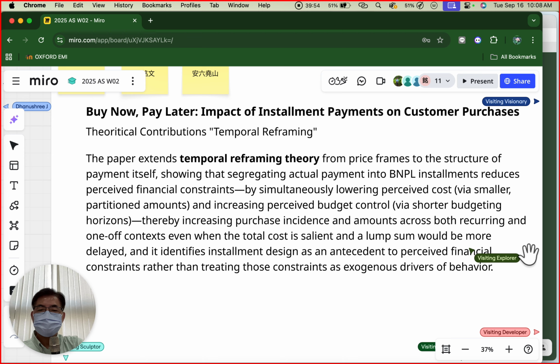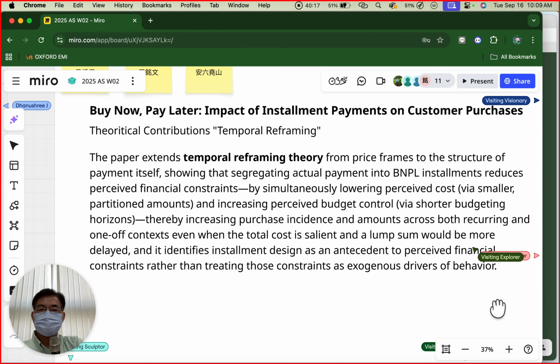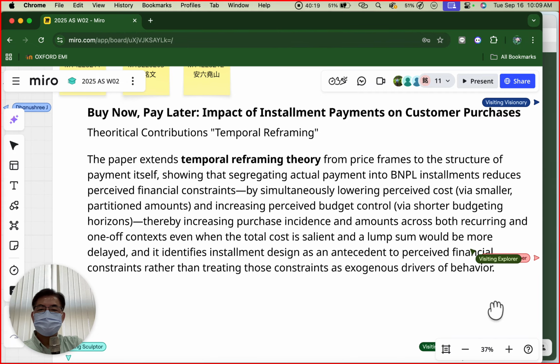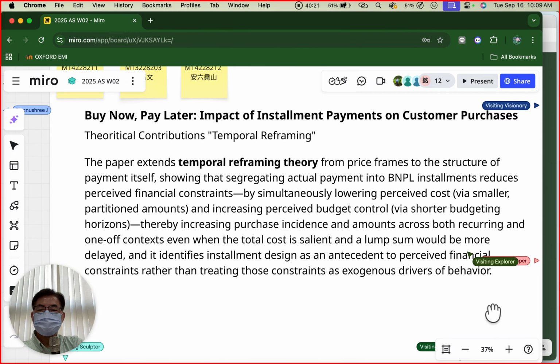Importantly, this effect happens even when the total price is obvious, and even when paying in one lump sum would mean delaying the payment. So the paper argues that the way installments are designed influences people's sense of financial constraints, instead of assuming those constraints already exist. So in conclusion, in short, breaking payment into buy now pay later installments makes people feel costs are smaller and more manageable, which leads them to buy more.